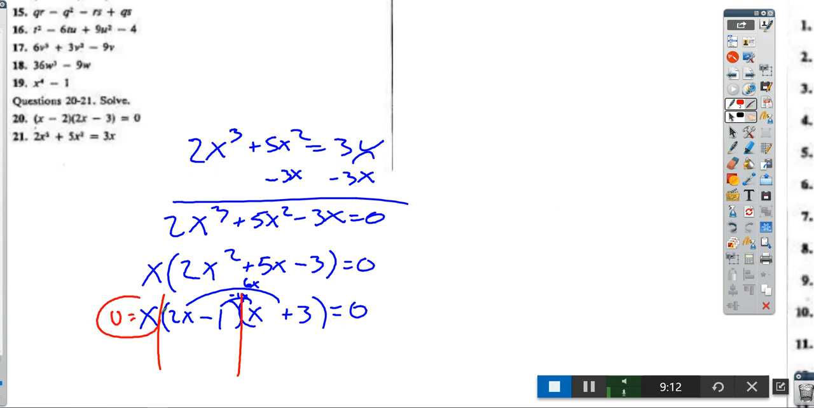Well, x is equal to 0. That's pretty easy. So we get 2x minus 1 is equal to 0, plus 1, plus 1. So we get 2x is equal to 1, divided by 2, divided by 2. I get x is equal to 1/2. And, oh, well, it's minus 3, and I get negative 3.